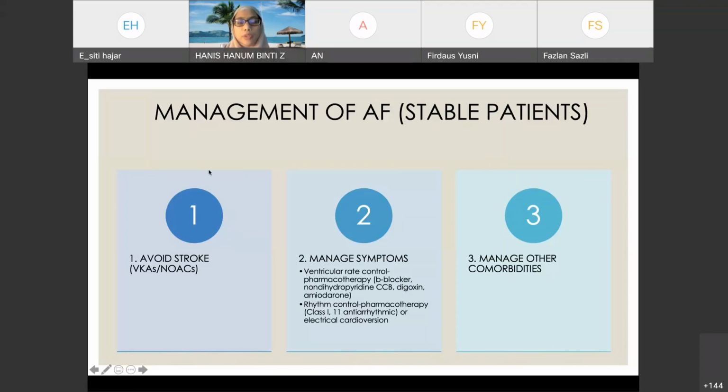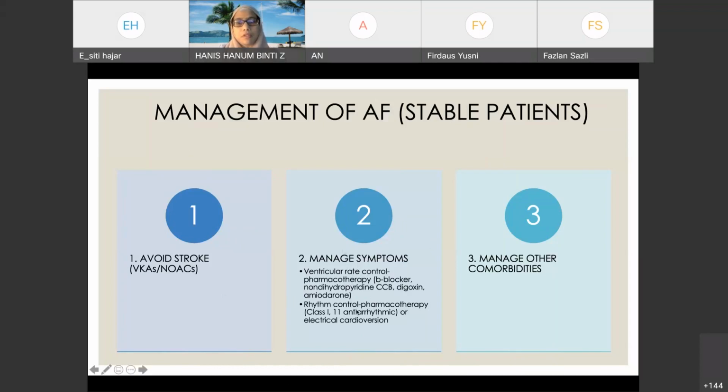Okay, first of all, we want to avoid stroke. Second of all, we want to manage the symptoms. If the patient complains of symptoms, we want to manage them using either a rate control strategy or a rhythm control strategy.